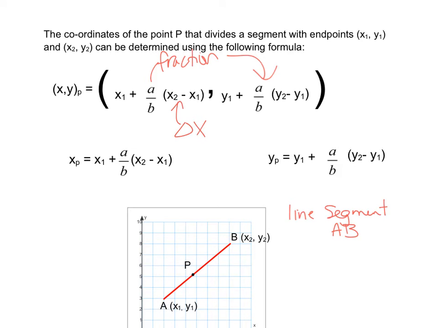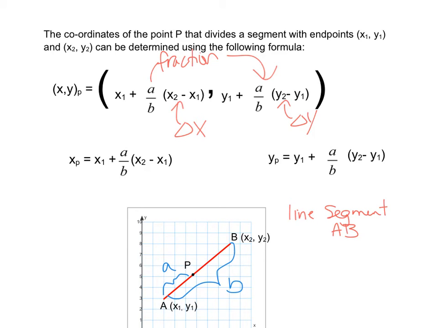Same thing for the y, y1 plus our fraction that P divides the line in times our change in y, or y2 minus y1. And like we did with the midpoint equation, we can break this up and do it separately. Find the coordinate x, find the coordinate y, and then put them back together in brackets like this with our comma to show the coordinates. So if we examine this diagram a little bit closer, our fraction AB, that means that this here is the portion A and B is the whole.